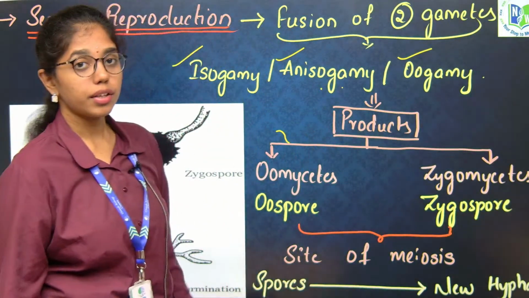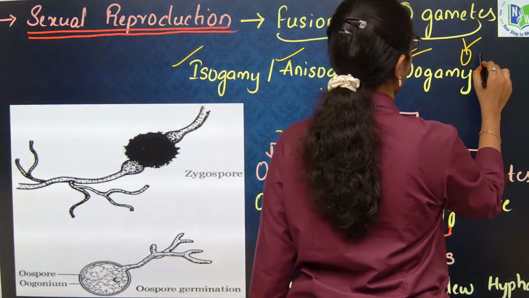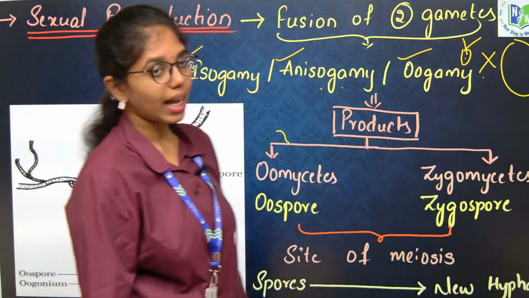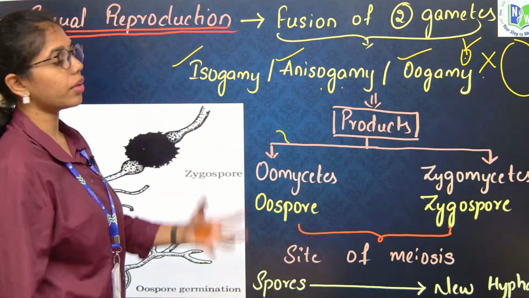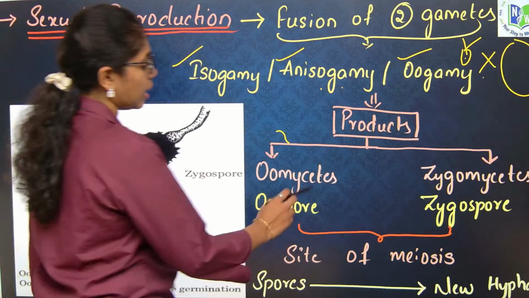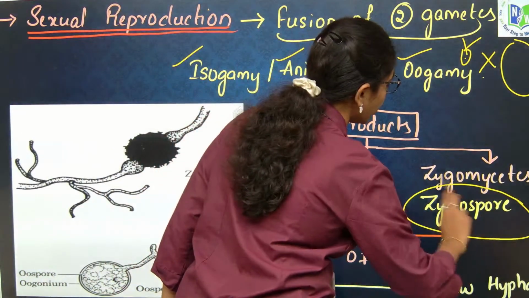Oogamy, the fusion between a motile male gamete and a non-motile large female gamete, is called oogamy. So, these are different modes of reproduction. And then the products of sexual reproduction is oospore in Oomycetes and zygospore in Zygomycetes.